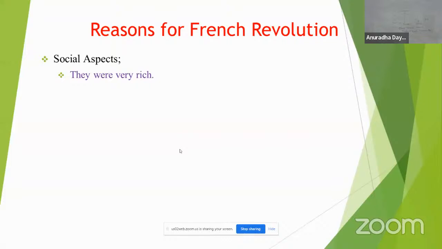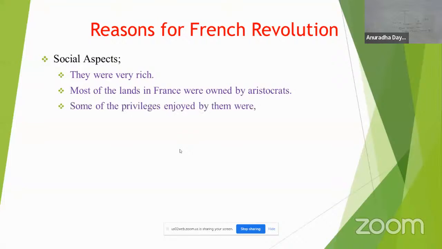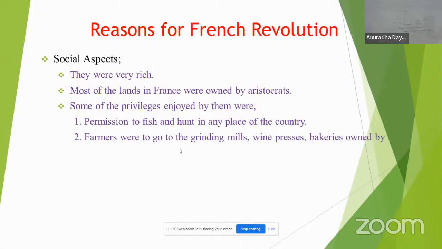Priests and nobles were very rich. Most of the lands in France were owned by aristocrats, nobles. Some of the privileges enjoyed by them were permission to fish and hunt in any place of the country. Sometimes when they were going hunting, they were trampling the farmlands of the common people, the farmers. They were destroying the farmlands of the farmers and going on hunting.